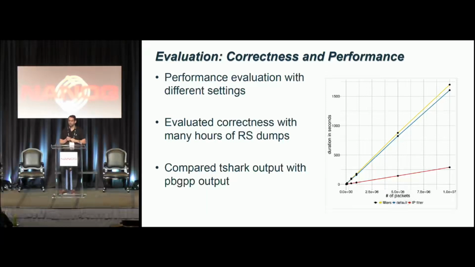To evaluate the correctness, we ran it on several hours of route server dumps from DKIX, so that we could assure that it doesn't crash and that it can really handle all the information. That worked out fine. What we also did was compare the output. We had to do one more T-Shark job to really compare our tool to the output of T-Shark, to make sure that we didn't miss some packets, some BGP messages, or some fields of the BGP messages.